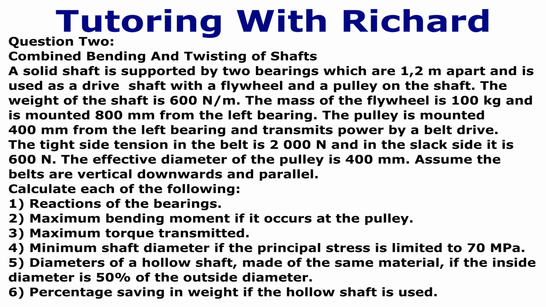Calculate each of the following: the reactions of the bearings, the maximum bending moment that occurs at the pulley, the maximum torque transmitted, the minimum shaft diameter if the principal stress is limited to 70 megapascals, the diameters of a hollow shaft made of the same material if the inside diameter is 50% that of the outside diameter, and finally the percentage saving in weight if a hollow shaft is used.